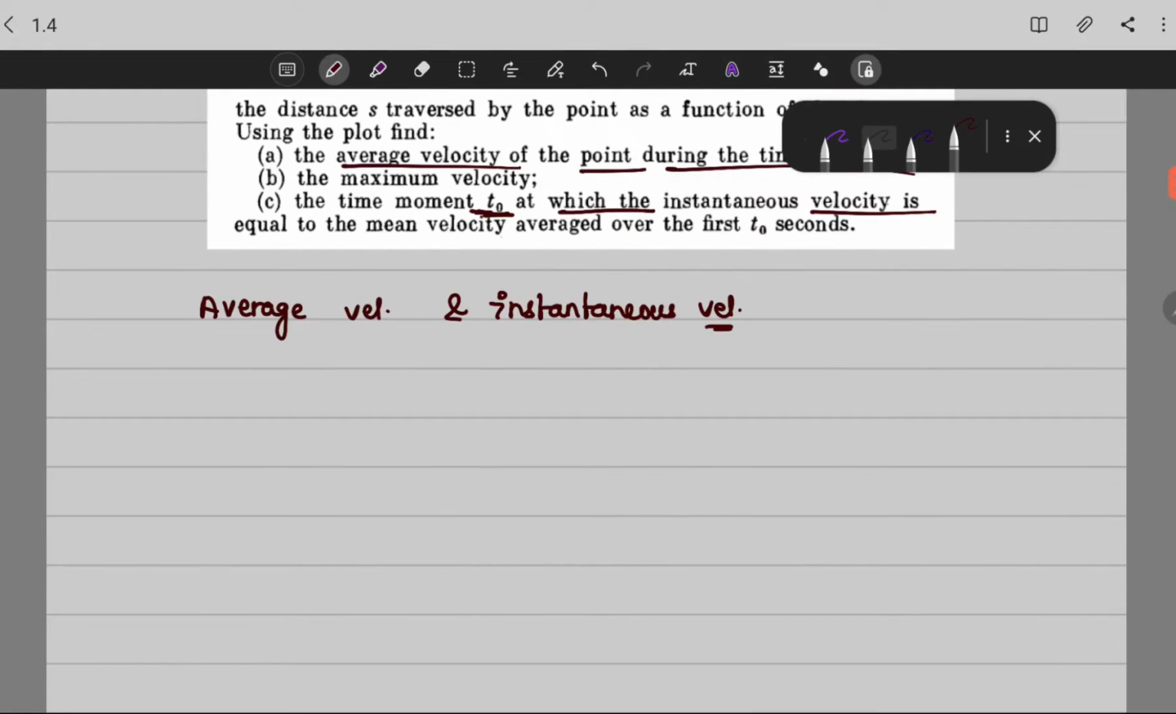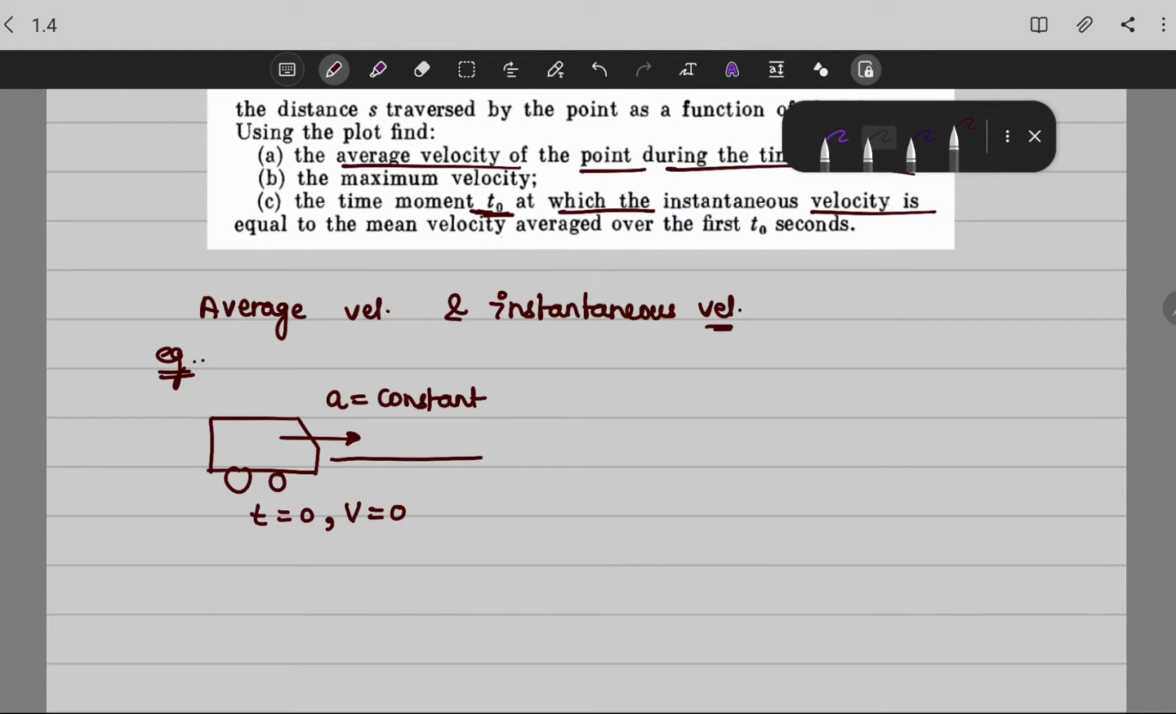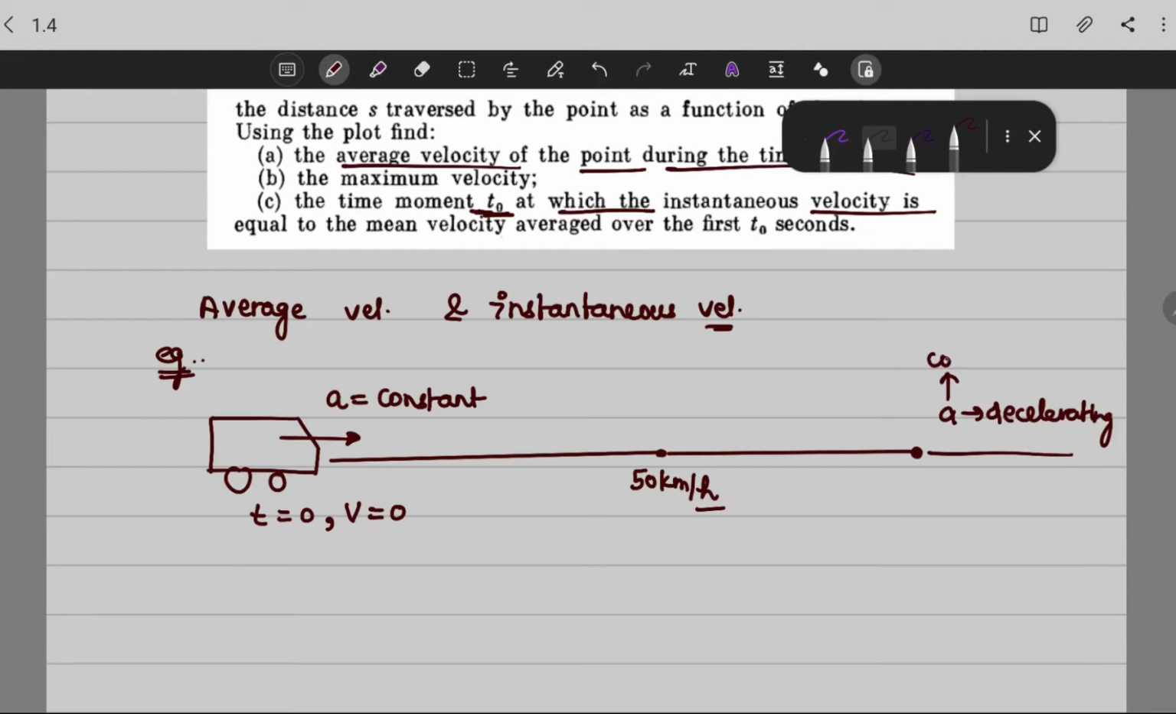So average velocity and instantaneous velocity. Let us consider an example. For example, a car is moving in this particular direction. It has just started at t equal to 0. So at this particular instant, velocity is equal to 0, and it has some constant acceleration, let us say, and it has reached 50 kilometers per hour for some time duration, and then it is constant for some time duration, and then again it is decelerating constant, and then it will come to rest.